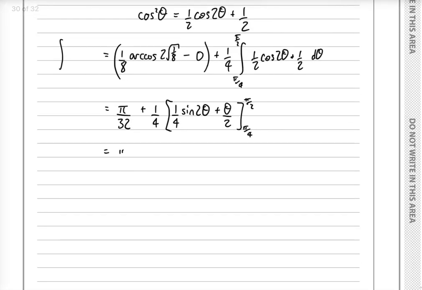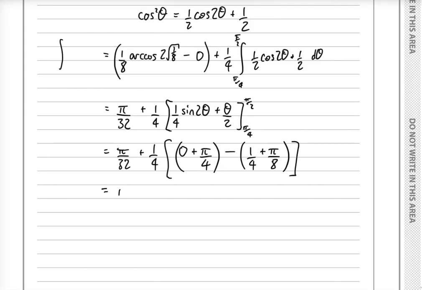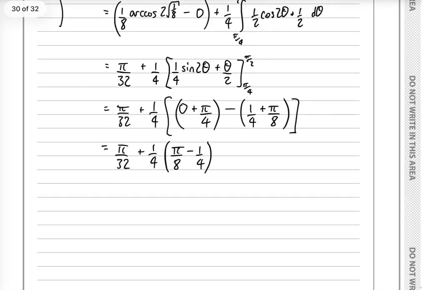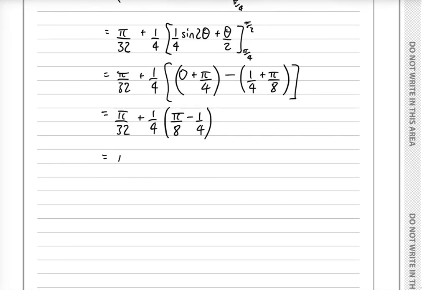Working with that, sine of 2 times pi by 2 is 0, and then pi by 2 over 2, so there's our first limit, minus sine of 2 times pi by 4 is a 1, so that's a quarter, plus pi by 8. That gives me pi by 32 plus a quarter of pi by 8 minus a quarter. Expanding that out, we get pi by 32 plus pi by 32 is pi by 16 minus 1 over 16. And that is the answer for the integral.